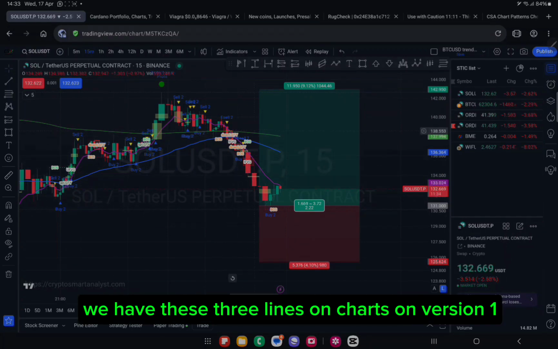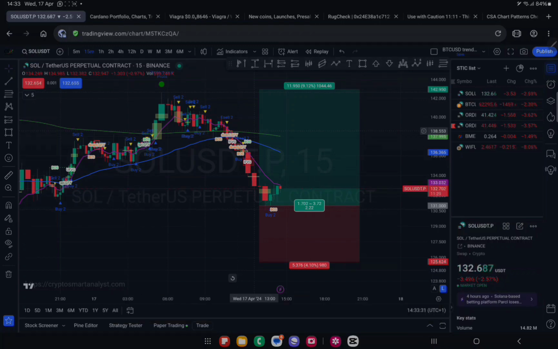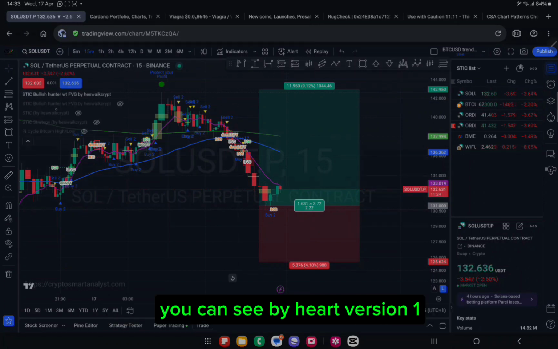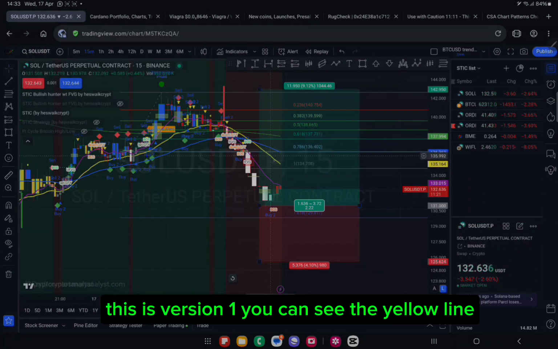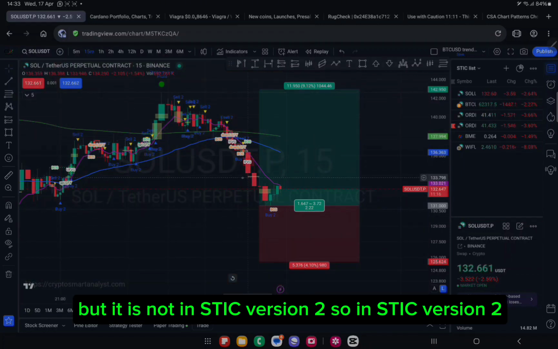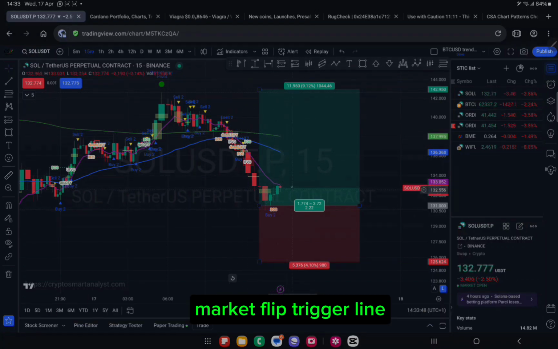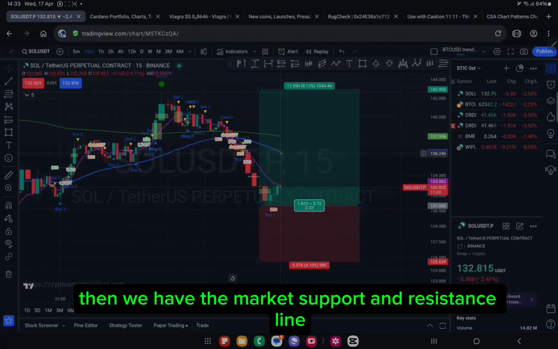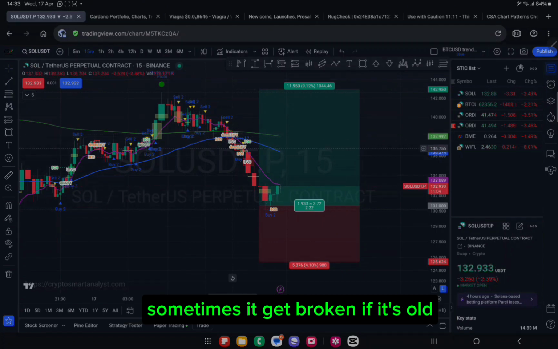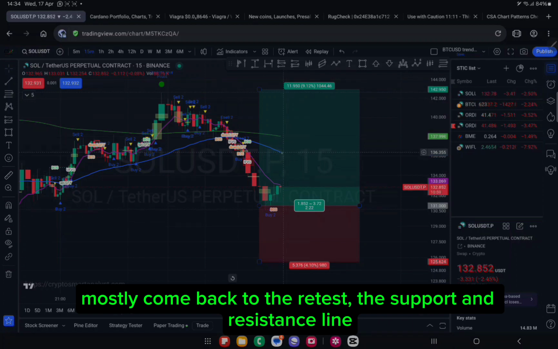We have these 3 lines on the chart. On version 1, you will know that we have a yellow line, which we call the market flip line. But Stic version 2 doesn't carry the market flip line. You can see, this is version 1, you can see the yellow line, that's the market flip line. But it is not in Stic version 2. So in Stic version 2, we have the market flip trigger line. Then we have the market support and resistance line. That's the blue line. Sometimes it gets broken. Once it gets broken, it's breaking down below it, and the market will mostly come back to test the support and resistance line.